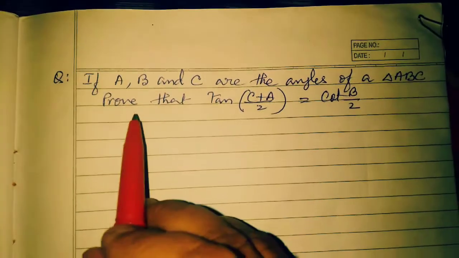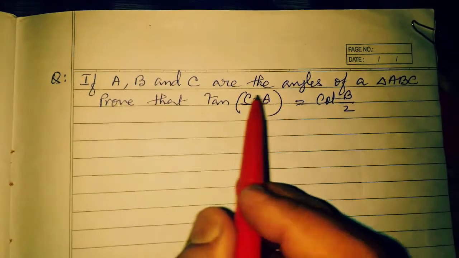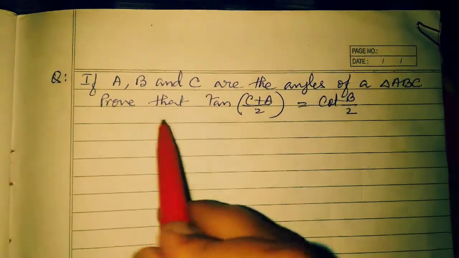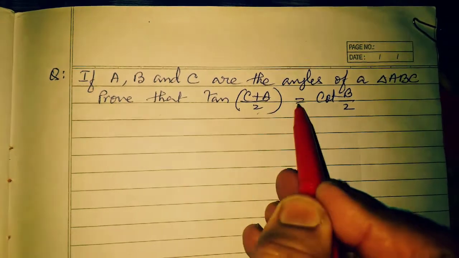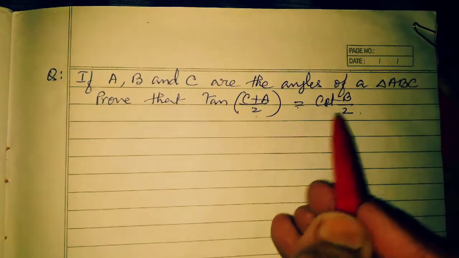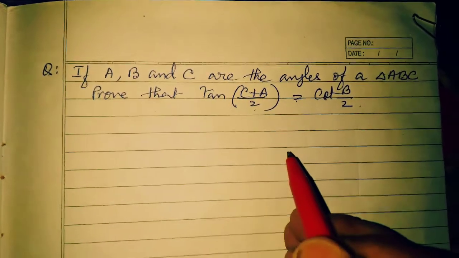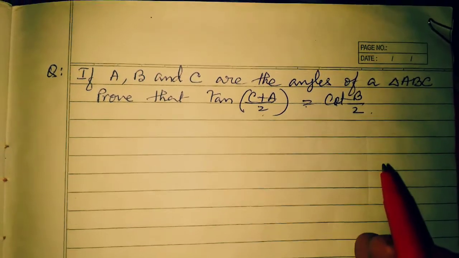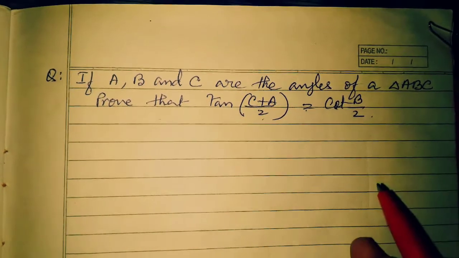Next question is, if A, B and C are the angles of a triangle ABC, prove that tan of C plus A by 2 equals to cot B by 2. Student, this type of question is very important from your examination point of view. Okay, so we'll just start over here. How to do this one?